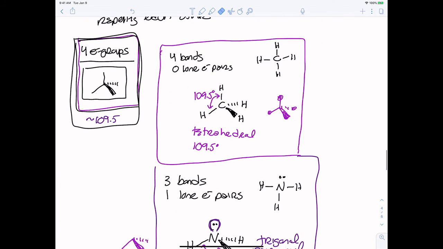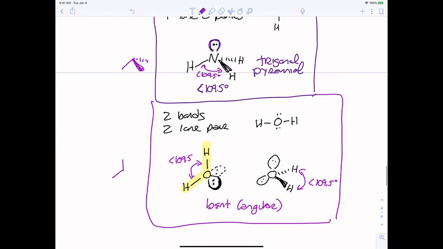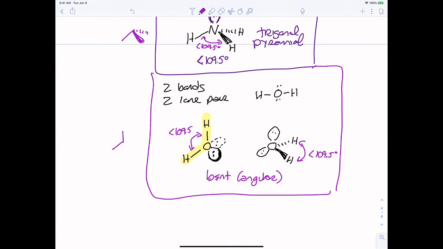So the easiest way I think to remember them is to just remember this for 4 groups. Do I have an atom in all 4 spots, plus the middle, of course? Do I have an atom in just 3 of the spots, plus the center? Or do I just have it in 2 of the spots? So tetrahedral, trigonal pyramidal, and then bent or angular.